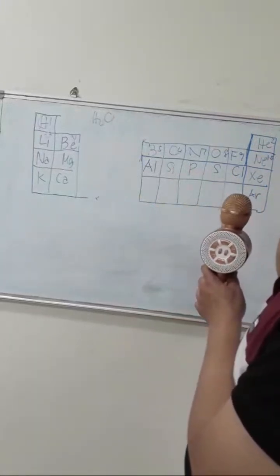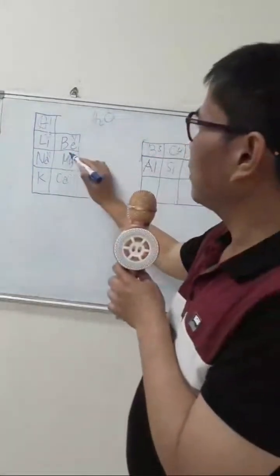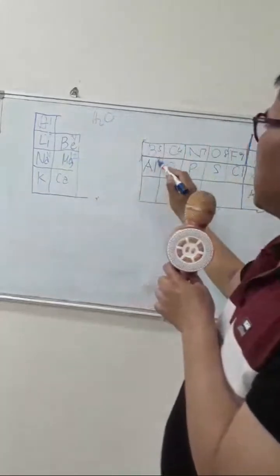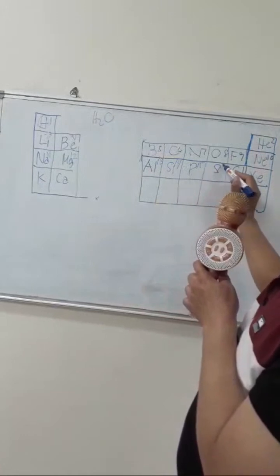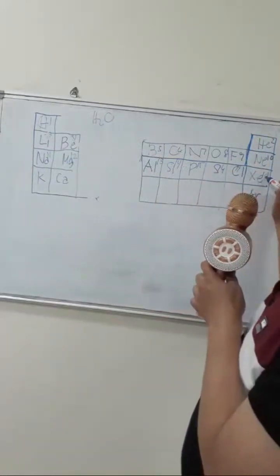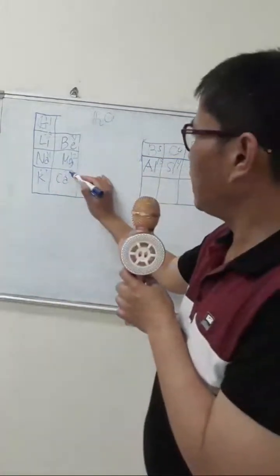Right? 11, 12, 13, 14, 15, 16, 17, 18, 19, 20. Okay, 20. We will erase argon for now.